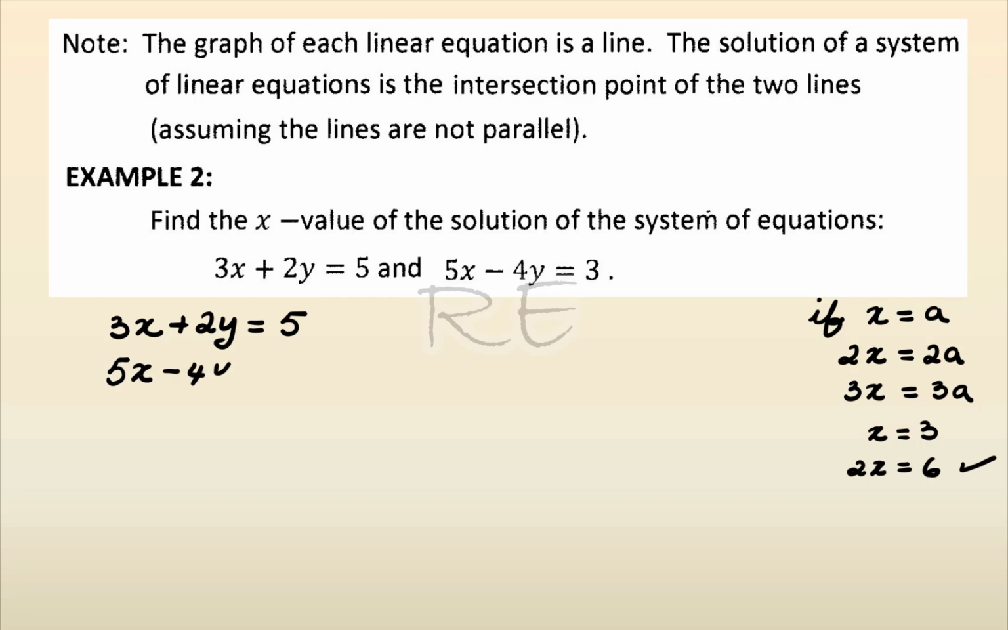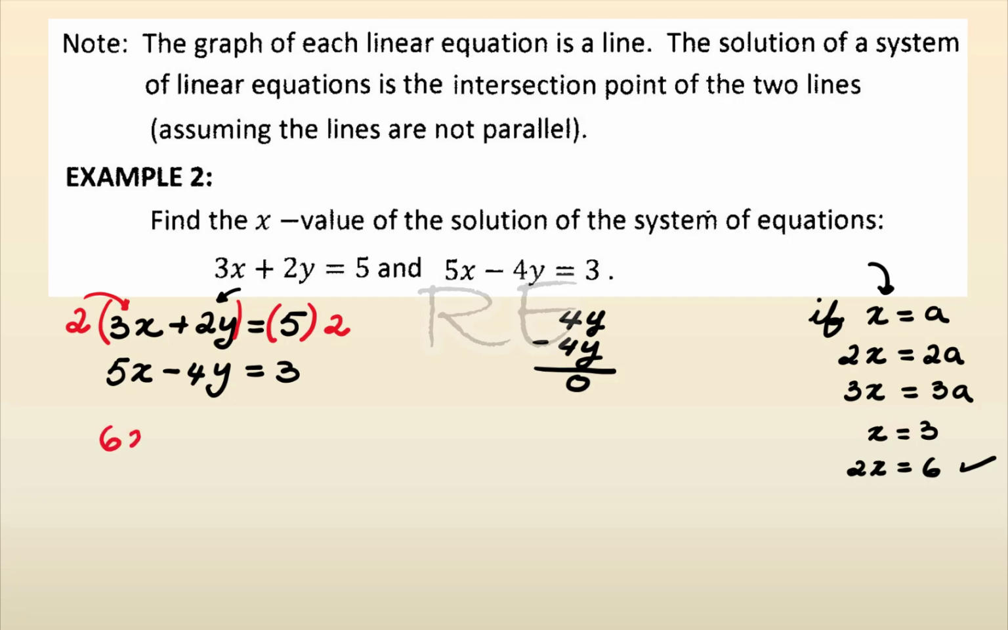We have 3x plus 2y equal to 5 and 5x minus 4y equal to 3. We should notice that 2y and negative 4y can easily be eliminated because 4y minus 4y is equal to 0. How can we obtain 4y in the first equation? We have to use linear change and multiply the left side by 2 and the right side by 2.